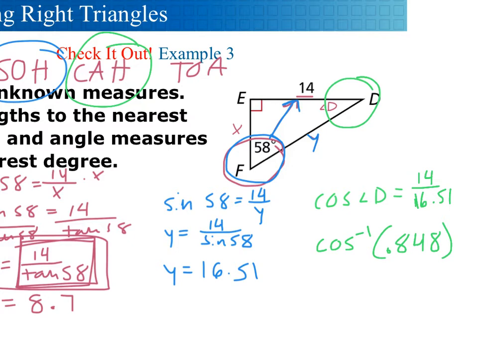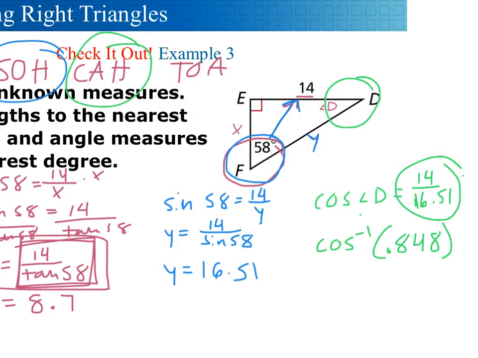How'd you get that? We divided this. So we do 14 divided by 16.51. 32. Oh, okay. Wait, why is it cosine negative 1? So here, since we're trying to find what angle D is, we need to do cosine -1 to find the angles. So the inverse will give you the angle measures.